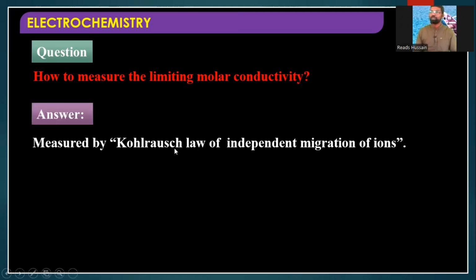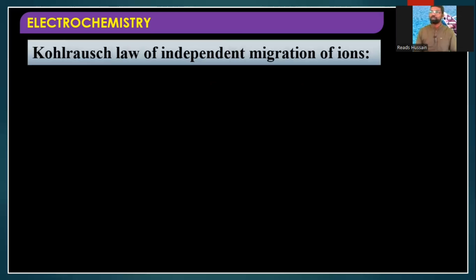Kohlrausch law of, for what? What is Kohlrausch law explaining about? Independent migration of ions. Independent means individual. Migration means movement. So it is the independent movement of ions. What ions? Cations and anions. For example, if you take sodium chloride, Na plus and Cl minus ions will move freely. When you put NaCl in water, the ions will move very freely.